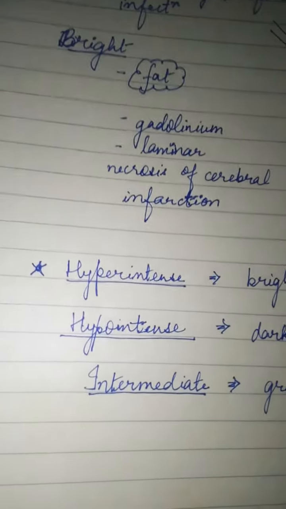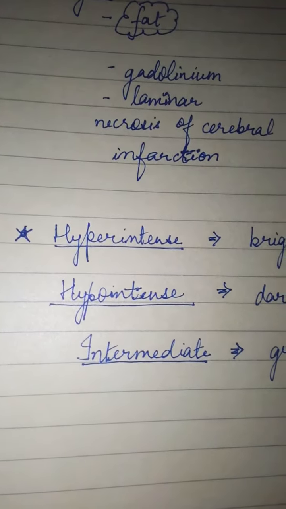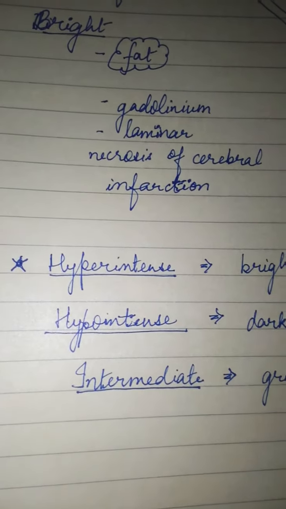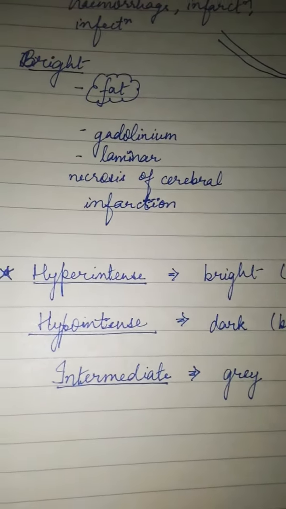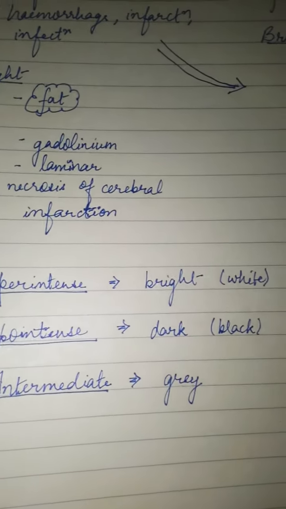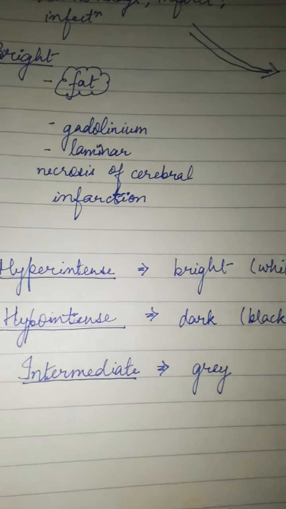Right. And if you see these kind of terms in an MRI report, hyperintense, hypointense, intermediate. Hyperintense just means bright, which is simply white. Hypointense means dark, which is simply black, and intermediate intensity means gray.